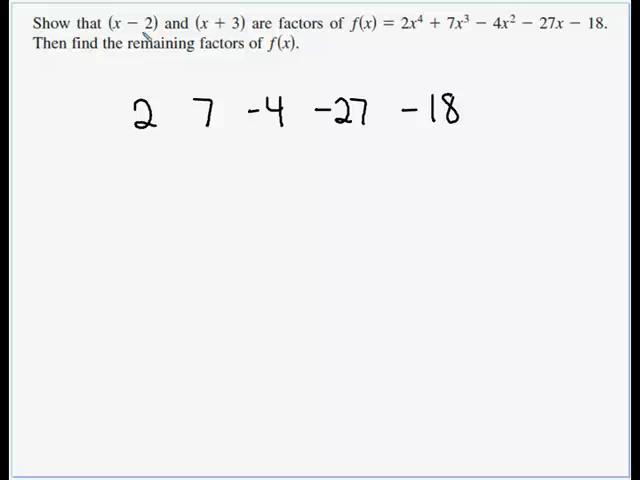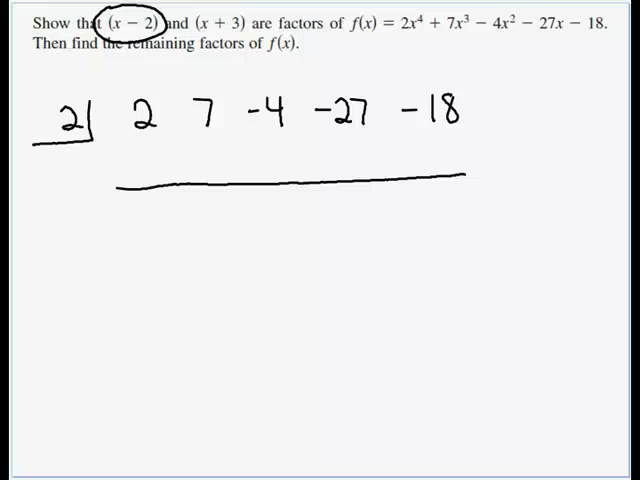Well, which one of these should we do first? Does it matter? Not at all. Let's do this one here. x minus 2 is a factor, so let's change that sign to a plus 2. And we're going to divide that into this with synthetic division. So bring down the first term, 2. 2 times 2 is 4. And then we add 11.